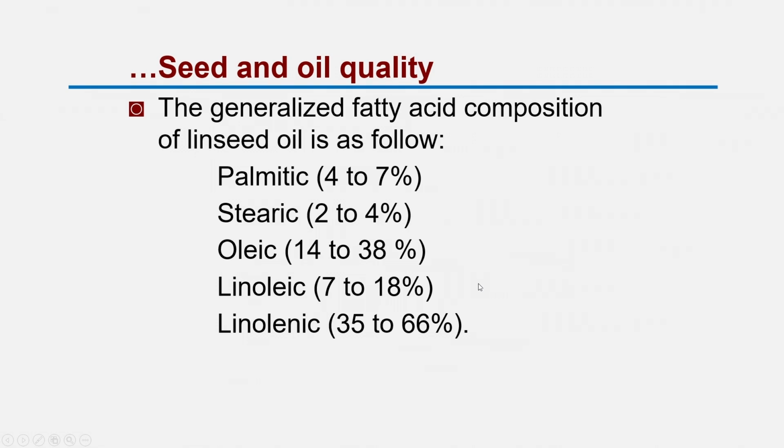So, this was a generalized composition of fatty acids in linseed oil, but interestingly you can see that the linolenic acid concentration is highest in the linseed oil, which is 35 to 66%, and next in the order is oleic fatty acid, which is 14 to 38%, and third important part is linoleic, which is 7 to 18%, and the lowest level is for stearic acid, which is 2 to 4%.